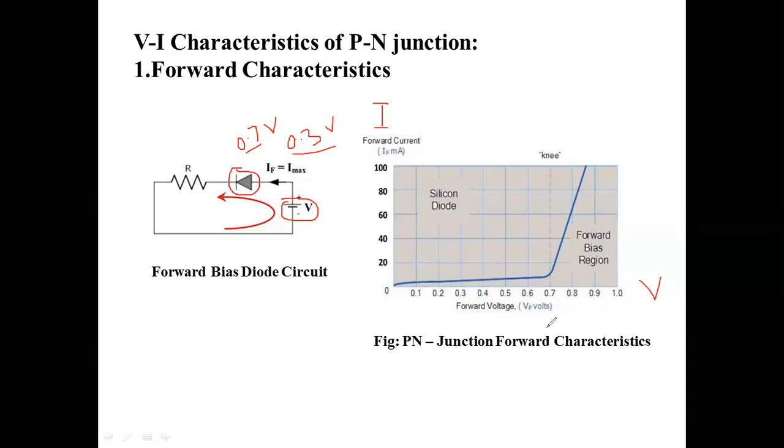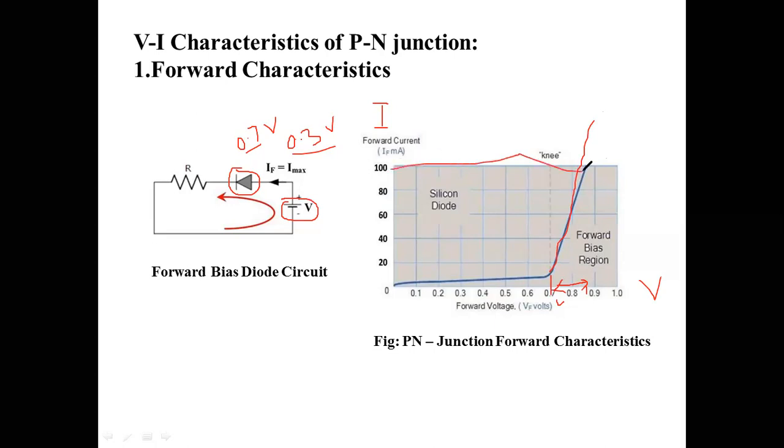Now here they have shown a silicon diode. You can see at 0.7 volt it is the cut-in voltage. The diode gets on. When the diode gets on, current starts rising exponentially, increasing with a small change in voltage. You can see within 0.7 to 0.9 volt, only a 0.2 volt difference, it increases rapidly from 20, 40, 60, 80 to 100 milliampere.